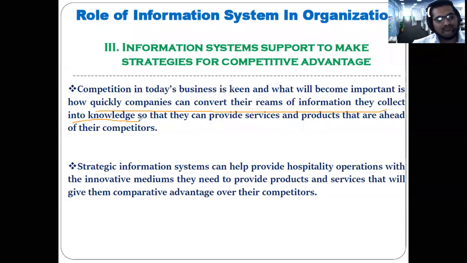How quickly a company can convert their reams of information they collect into knowledge? Lots of data. Means what? Reams of information means a lot of data. Yes, correct. So the important thing here is how quickly you convert whatever information your company is having into knowledge. The more quickly you convert that information into knowledge, the more ahead of your competitors you will be. Yes or no? Yes. Now let's take an example for this.